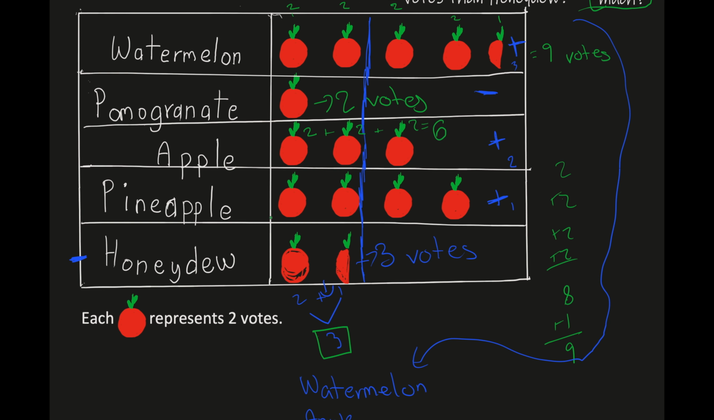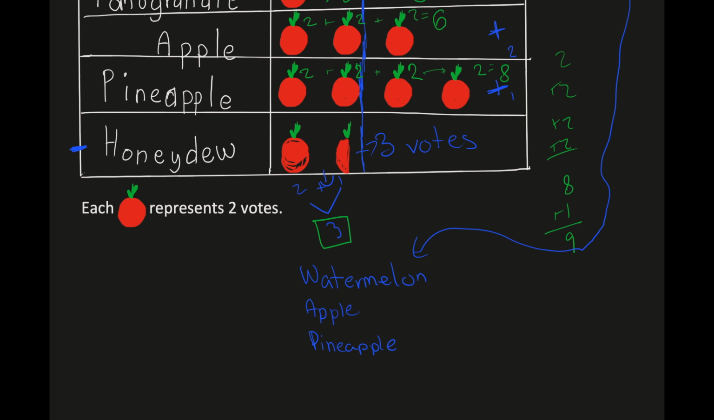6. And then you have pineapple, right? That got more. 2, 2, 2, 2. So let's write down our plus symbols so we know to add them together. Okay, we have 2 plus 2 plus 2 plus 2. I think I said too many 2's, but that's okay. And we have 2, 4, 6, and 8. So 8. So now we know that watermelon got 9 votes, apple got 6 votes, and pineapple got 8 votes.